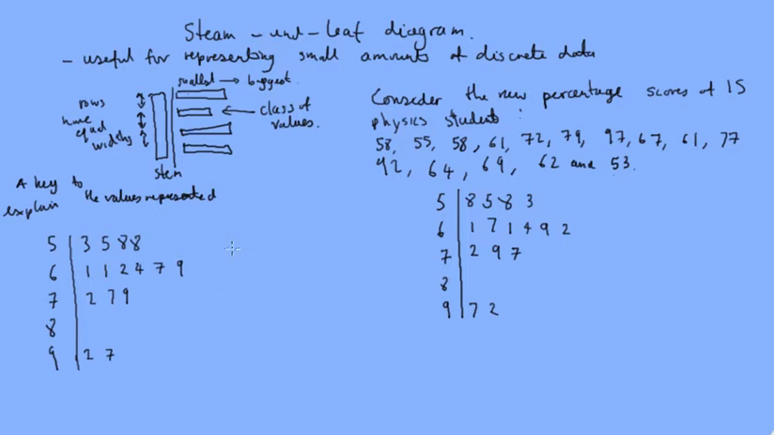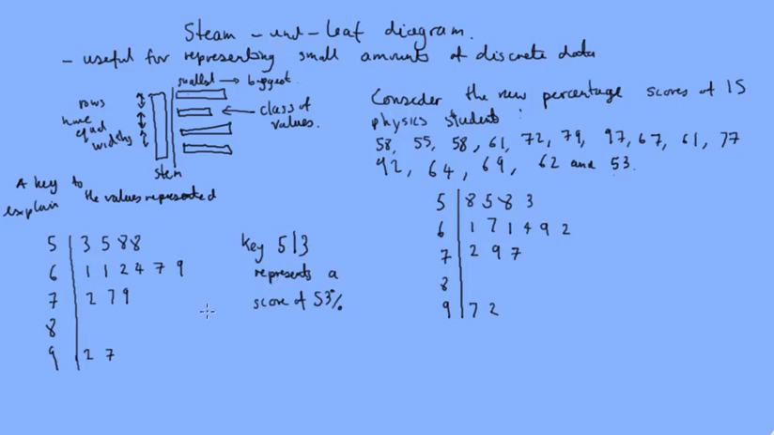And then we have to write our key. So we'll choose 5 and 3. So the first entry represents a score of 53%. So that makes it clear what we're doing.